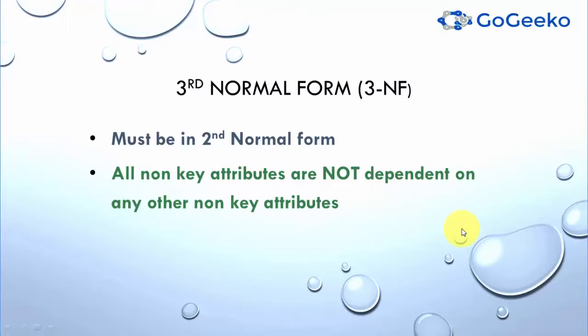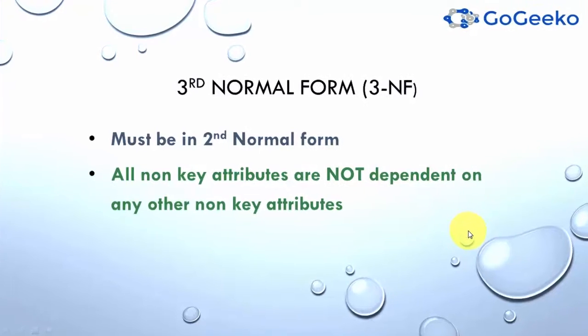So to comply with third normal form, what are the things you need to remember? First thing is it should be in the second normal form, and we have already looked at what second normal form is. Also, the main point for third normal form is all the non-key attributes are not dependent on any other non-key attributes. So let's look at the example and understand what this really means.